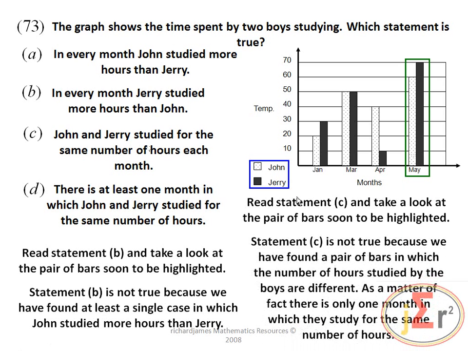Statement C is not true because we have found a pair of bars in which the number of hours studied by the boys are different. As a matter of fact, there is only 1 month in which the students study for the same number of hours.